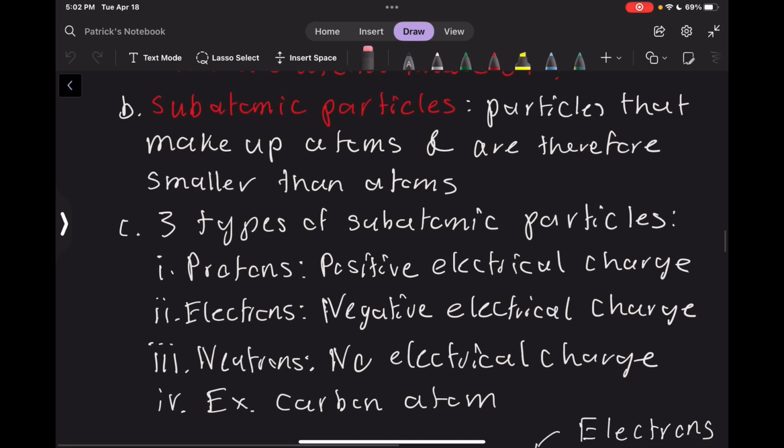Just to reiterate something here, because protons, electrons, and neutrons are all subatomic particles, they are all smaller than individual atoms. So if a single human hair is 1 million carbon atoms wide, imagine how many protons or electrons might be needed to build one hair on a person's head.